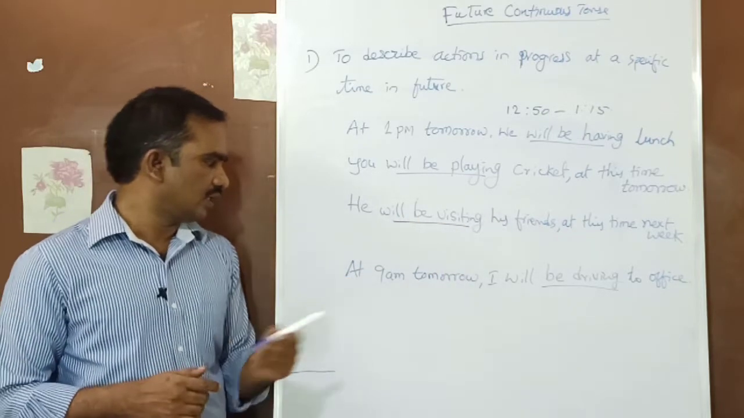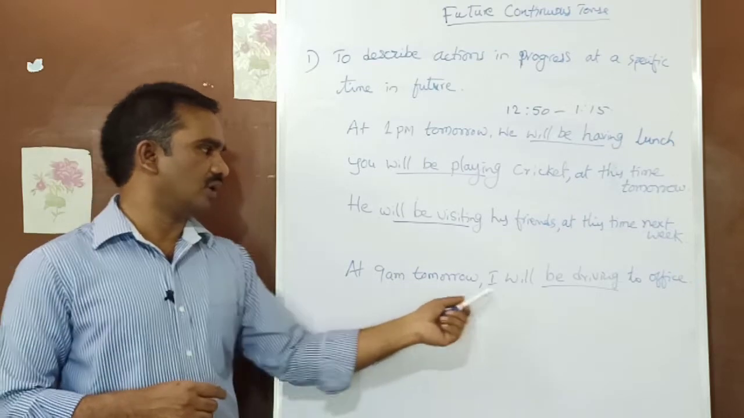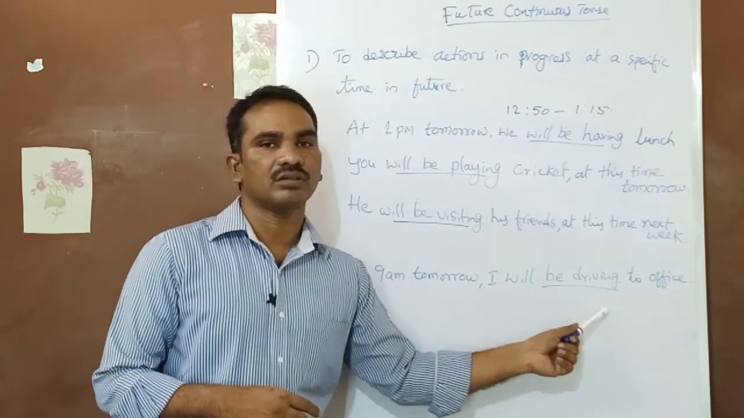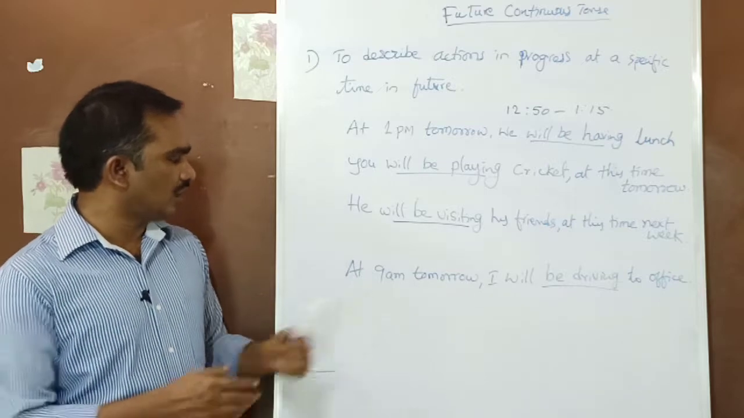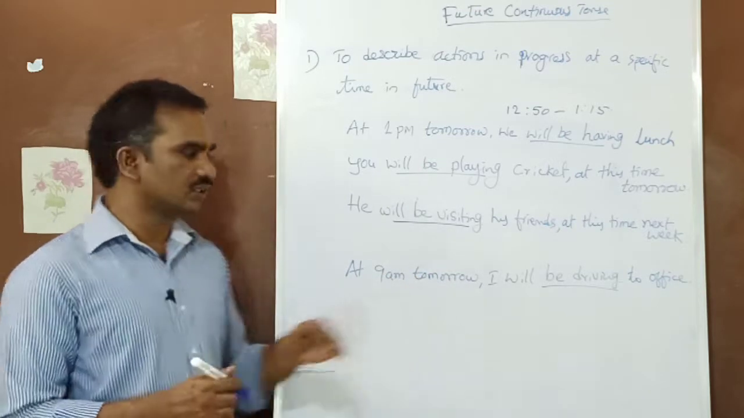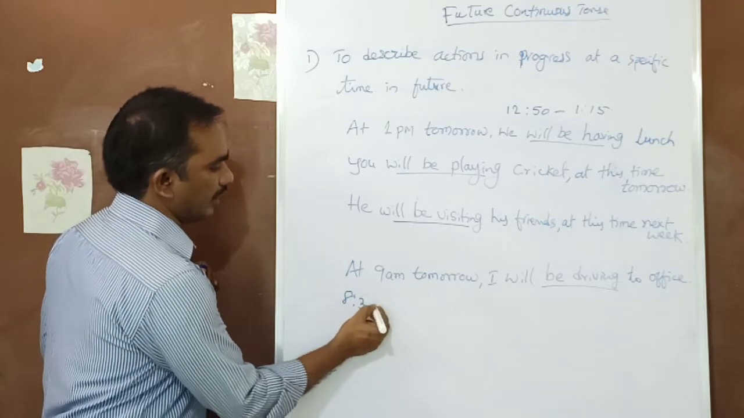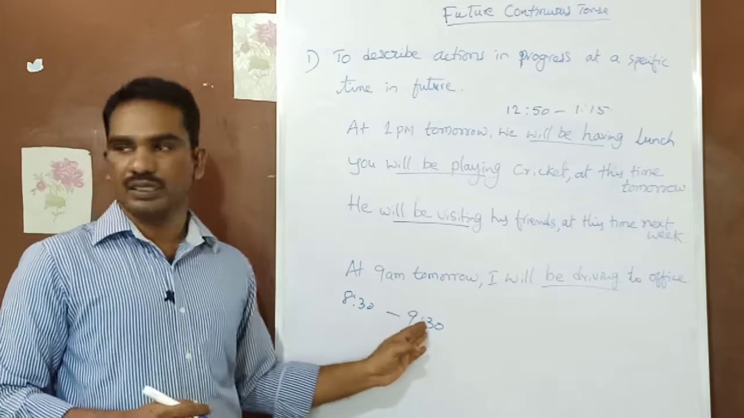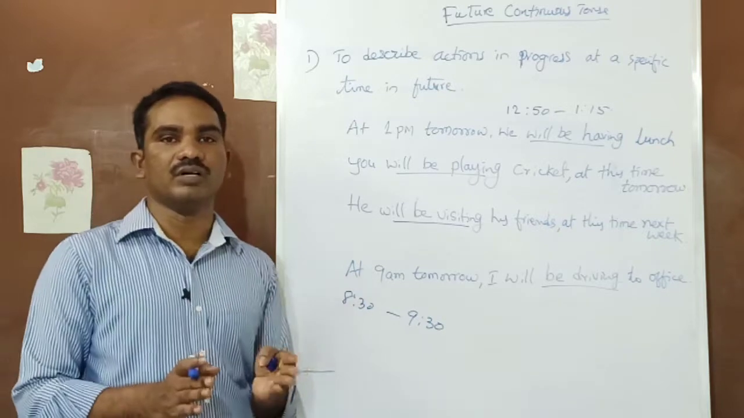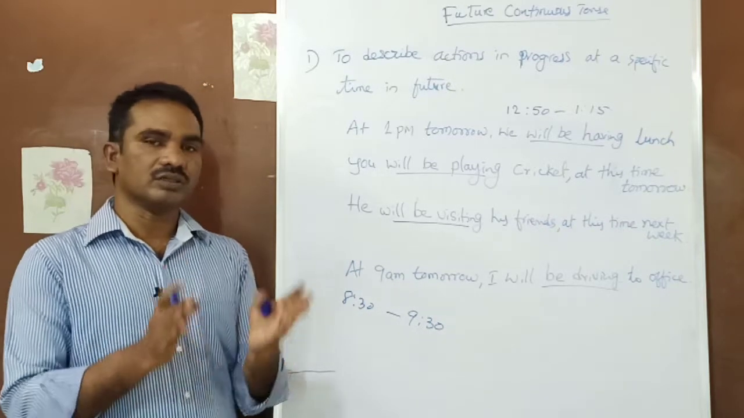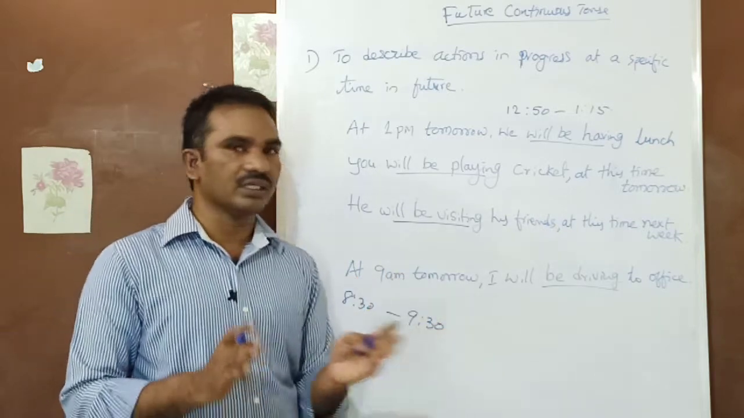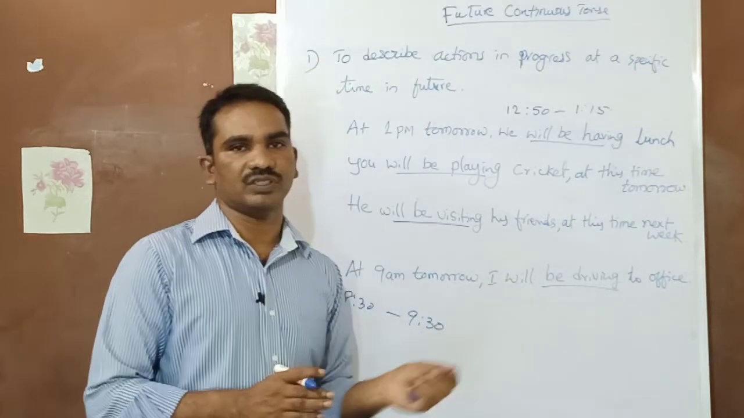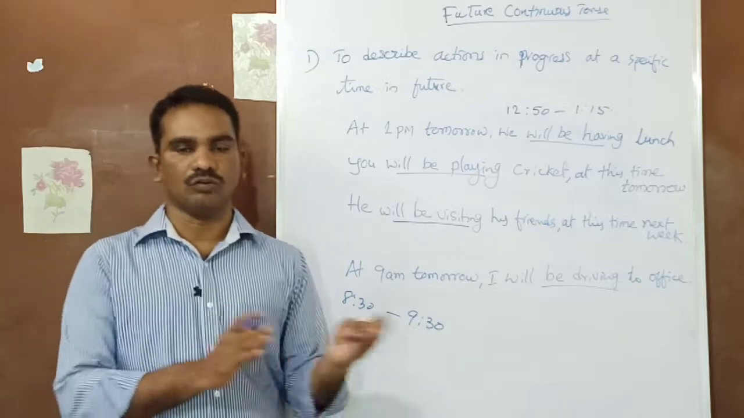And the final example: at 9 a.m. tomorrow, I'll be driving to office. Tomorrow at 9 a.m. means I start at 8:30 and till 9:30 I'll be driving. That means 1 hour it will continue, a 60 minute activity. So what I'm telling you is, I'll be driving to office. Okay, let's look at the next rule.